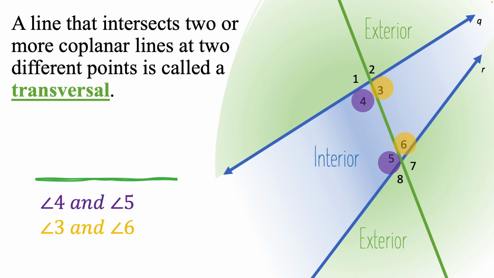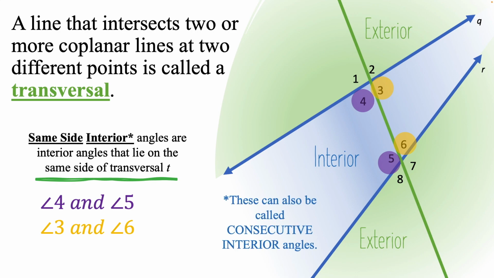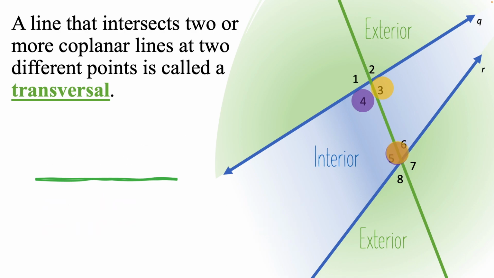So let's just look at 4 and 5 just a second. Just look at 4 and 5. Those are both on the inside, and in relation to the transversal, see, they're both on the same side of the transversal. So we call those same side interior angles. They're also referred to sometimes as consecutive interior angles. So you're going to see both throughout the course. Same side interior angles, consecutive interior angles. Those are the same thing. Okay, so 3 and 6, those are also same side interior angles.